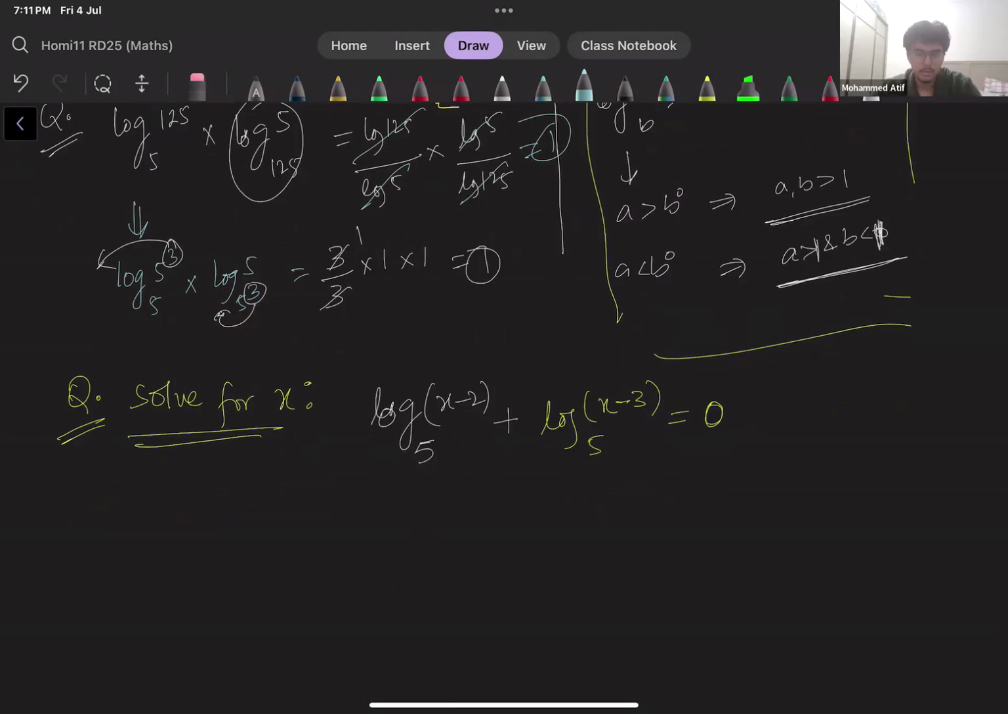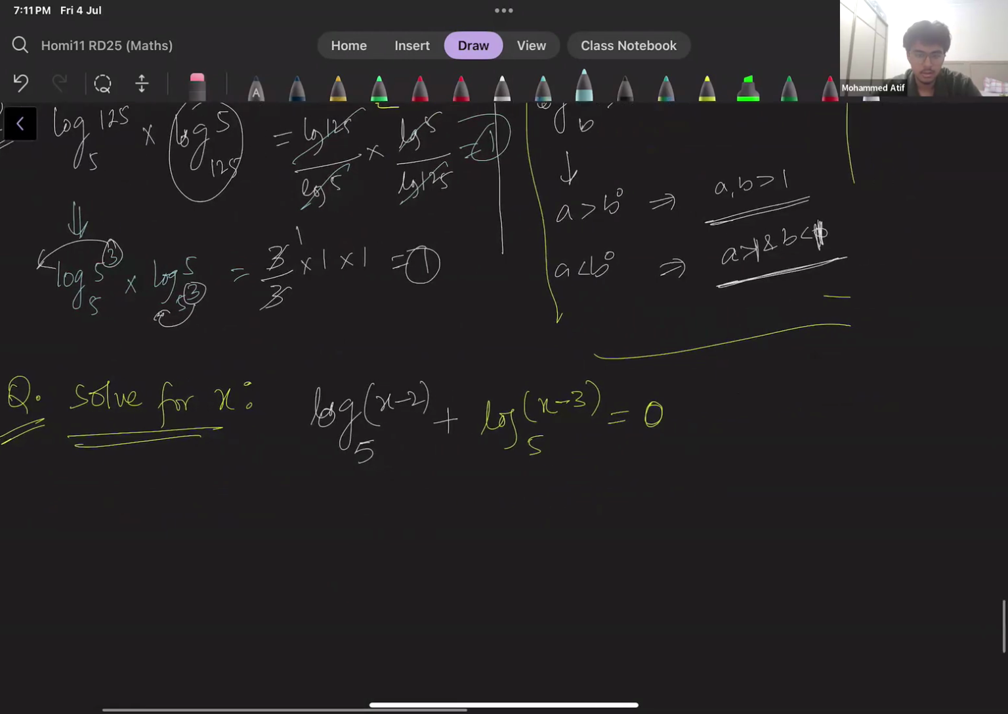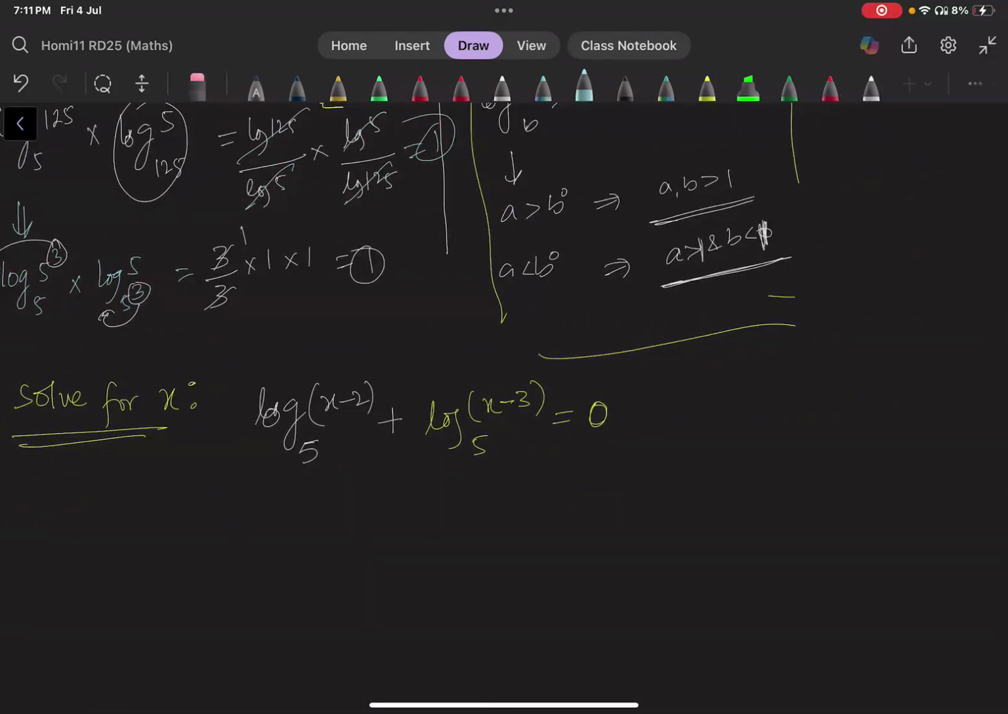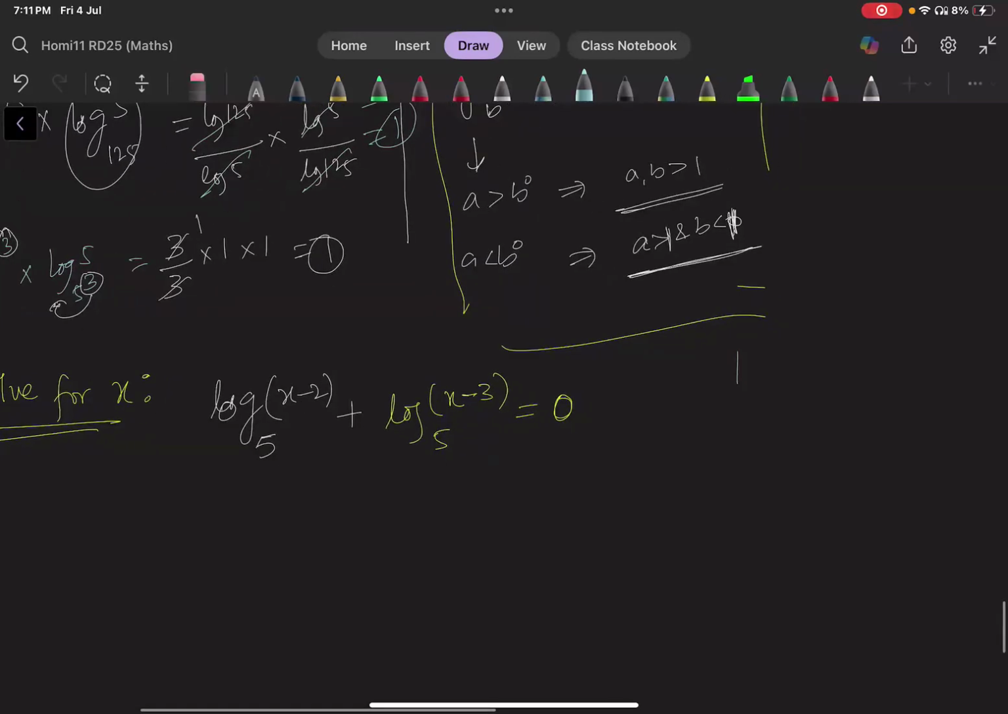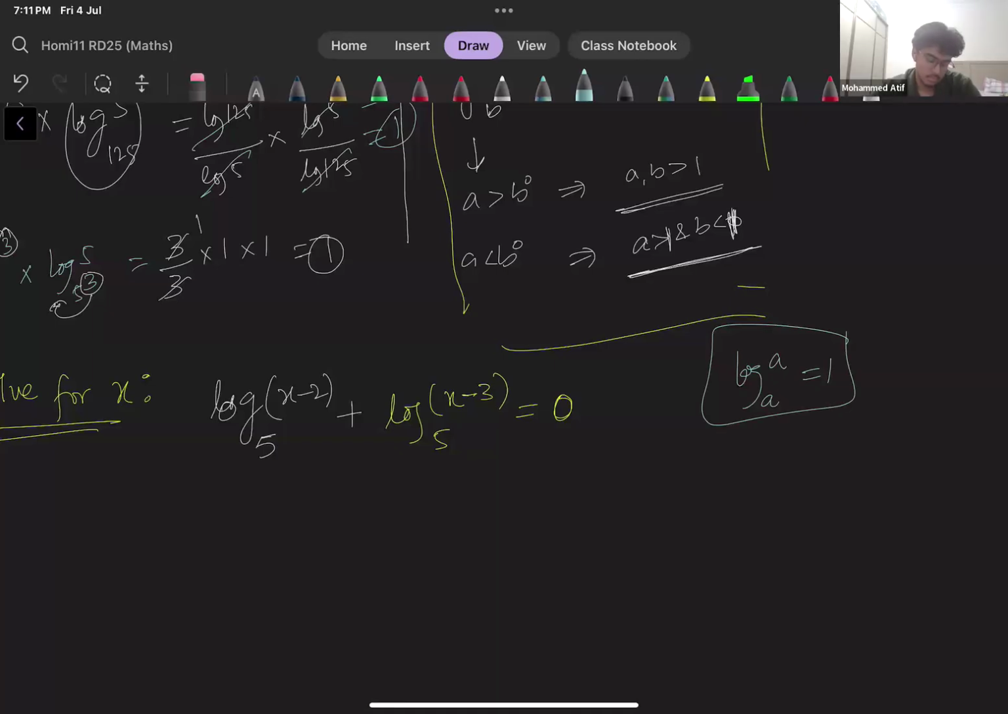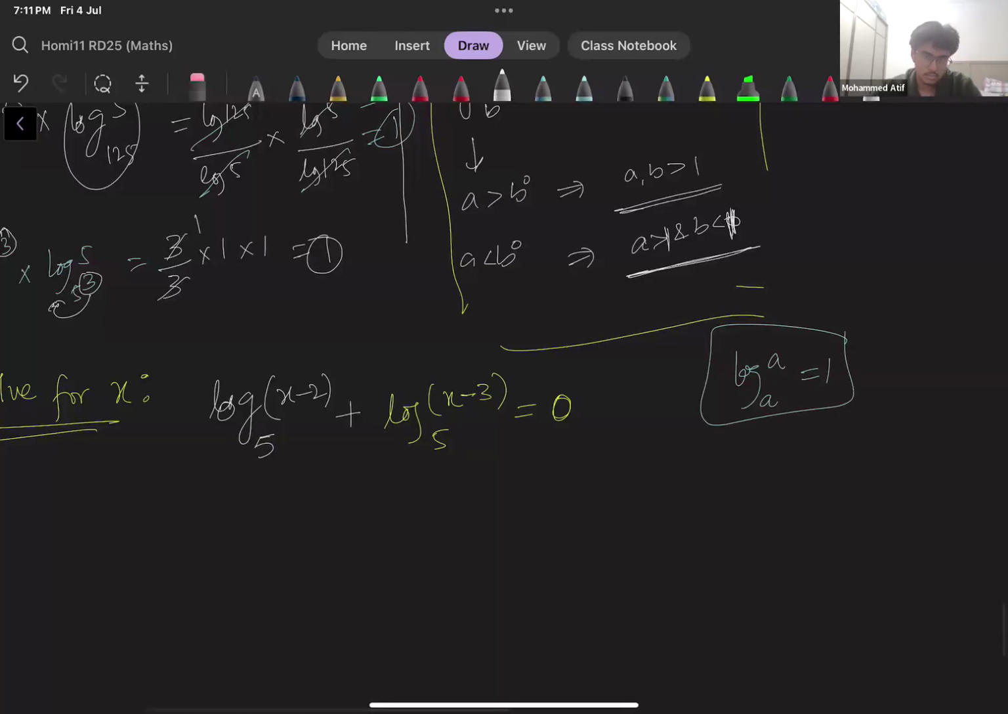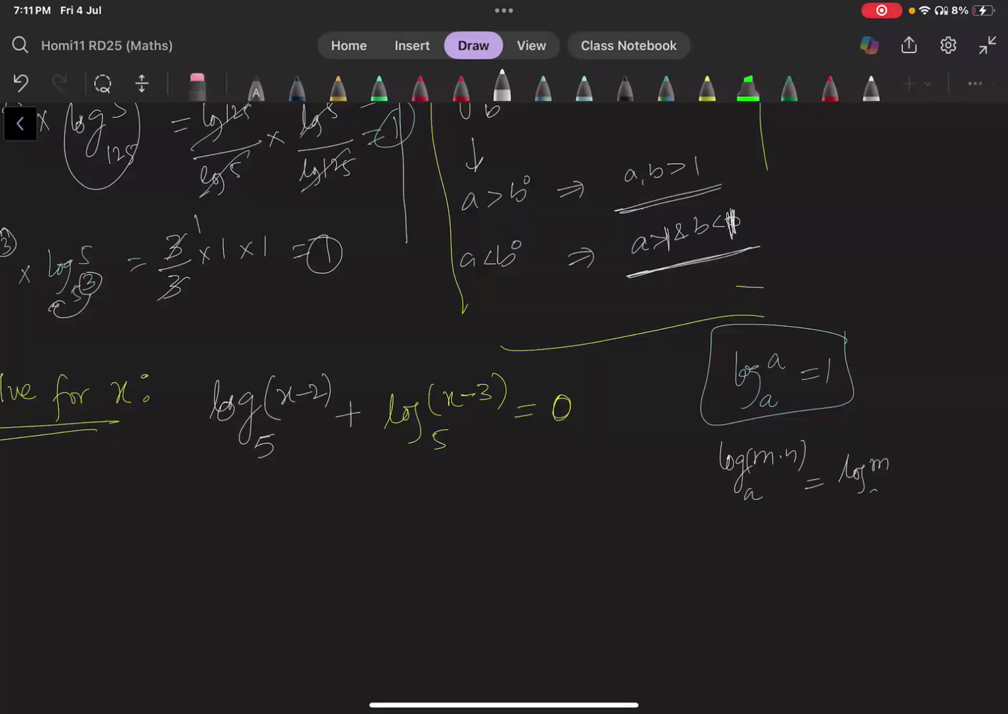Sir, if the base stays the same, then it is 1, right? Base and argument both are the same, so it is 1. Log a to the base a is 1. Here you can use the property of log of m into n to the base a: log m to the base a plus log n to the base a.